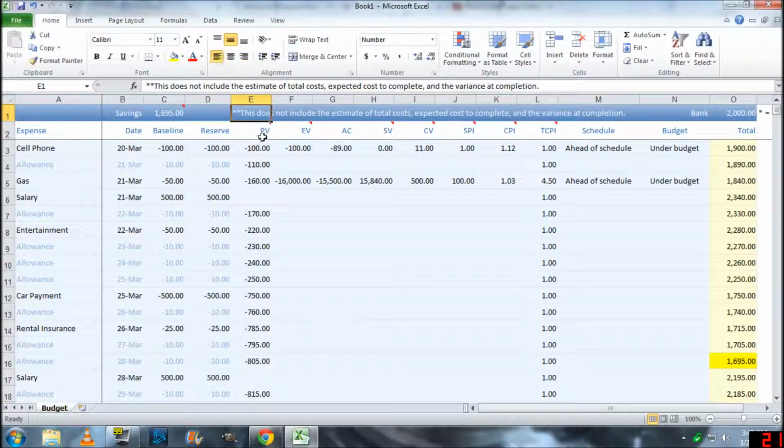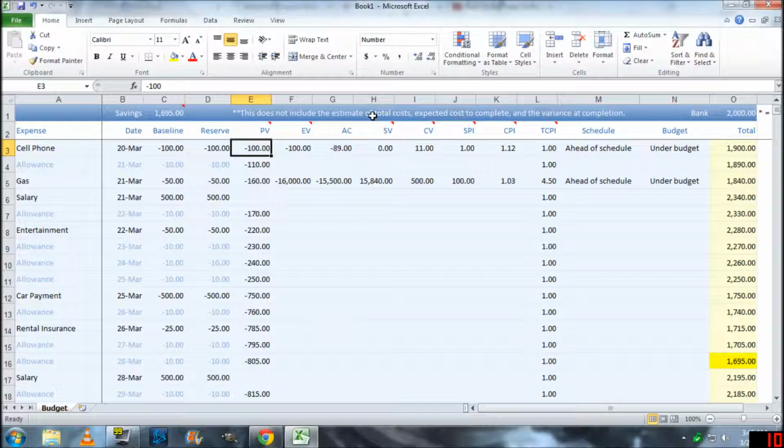I made a note here just to show you guys that this one does not include the estimate of total cost, which is also used in project management. That is to forecast what's going to be the total cost. The reason I didn't show this is because it does not apply to budgeting, but there are three different formulas to get that based on the situation.